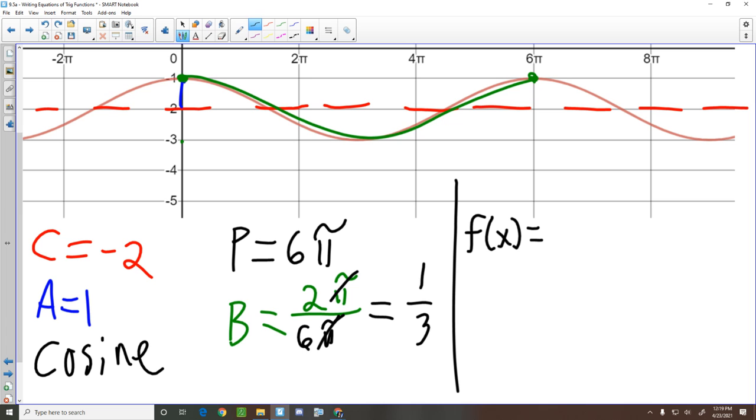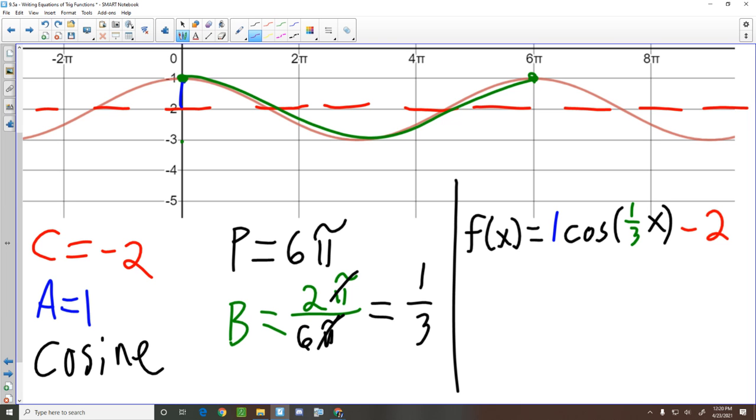If I put this all together, I'm first going to write it with all the numbers in there, then I'm going to clean it up. Amplitude of 1, it's a cosine wave. The frequency is 1/3. What else has to go in the parentheses here, everybody? X. You've got to have the variable in there. That's what makes this a function of x. And then finally, midline of -2. So that's everything put in the correct spots.